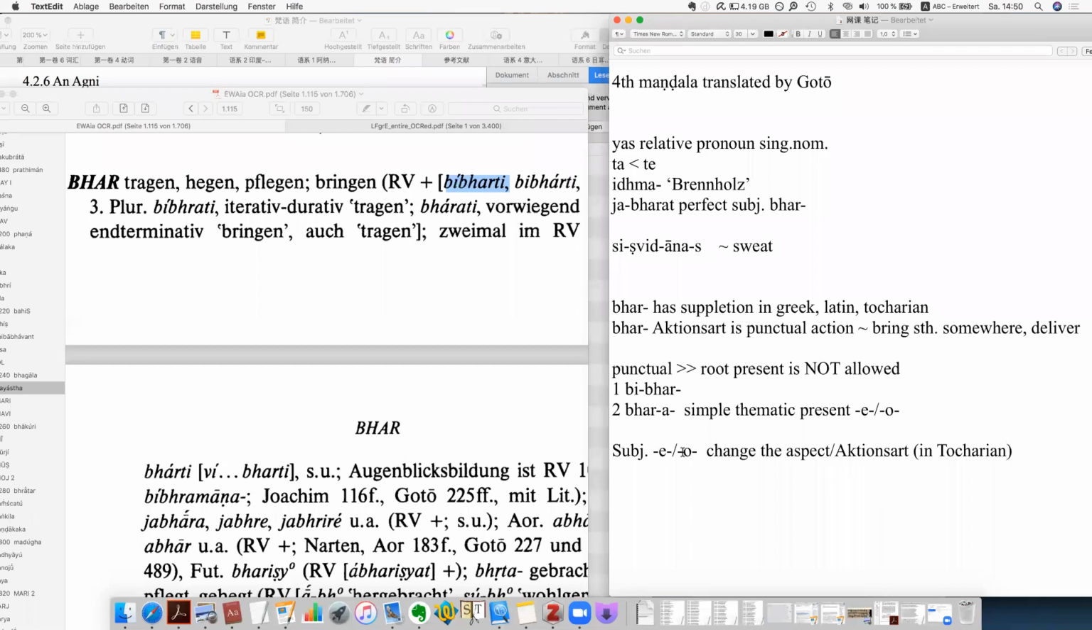Okay, so this is a little bit complicated, but if you can't remember or can't understand, it's okay. We can talk about it later. So we will always talk about suppletion. In Indo-European languages, it's a very important phenomenon.